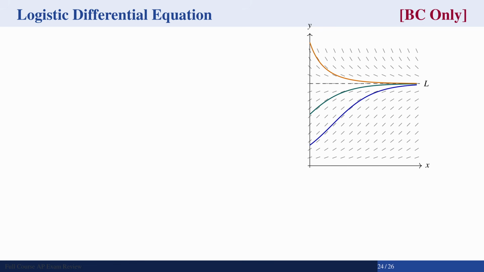So you can see the slope field here. I have one solution that's decreasing that starts above that horizontal line. I have 2 solutions that are increasing. They start below the horizontal line. That's going to be a big deal.